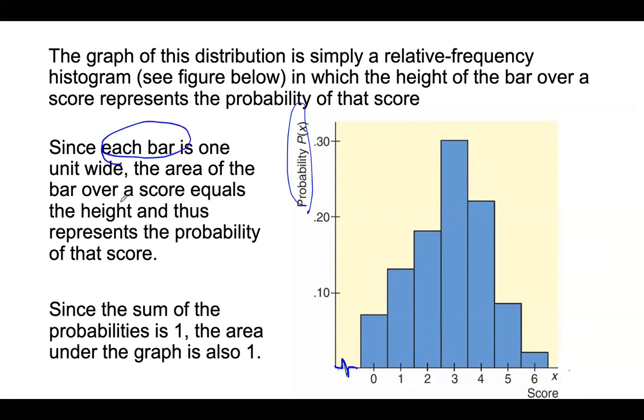And the area of the bar for a score equals the height and thus represents the probability of that score. Since the sum of the probabilities is 1, the area under the graph is also 1. So all this area, if you sum it up, is going to be equal to 1.